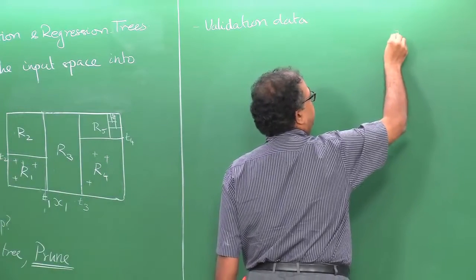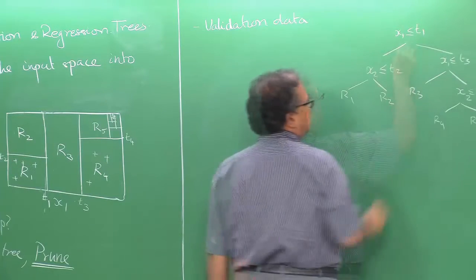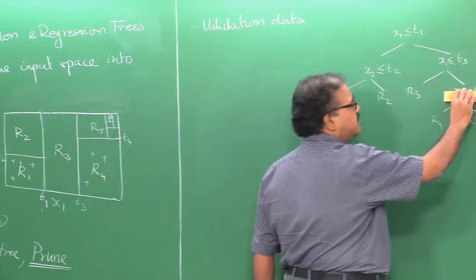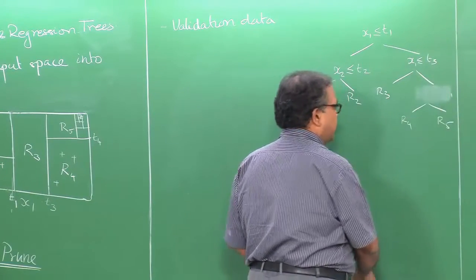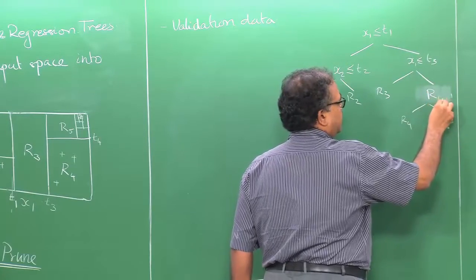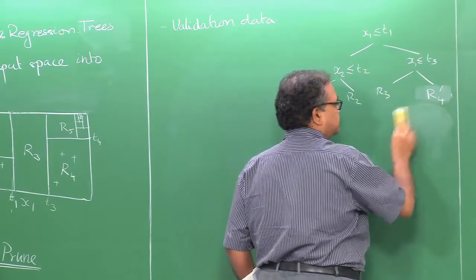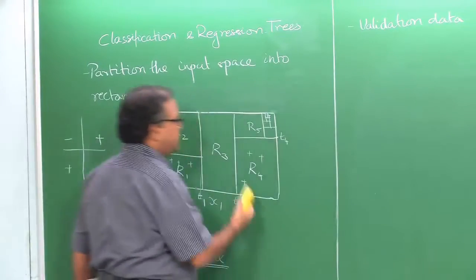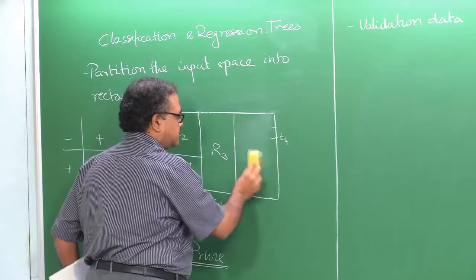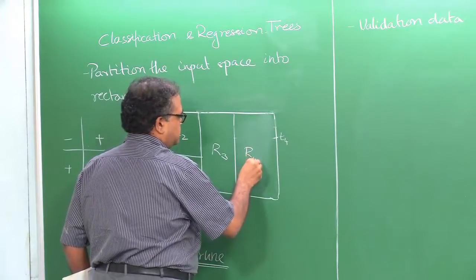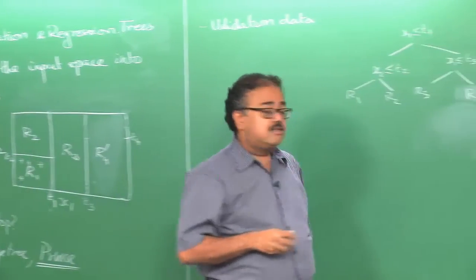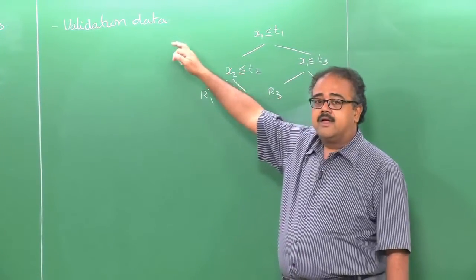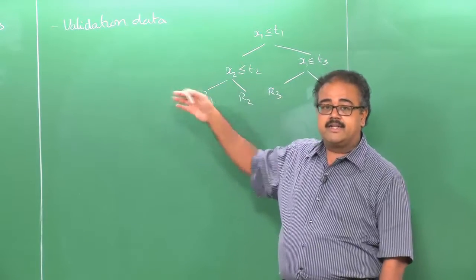So, what do I mean by that? Let us think of the tree that we had earlier. One way of pruning something like this could be to collapse one of the internal nodes and replace it with a single region. So, there I have pruned the tree. In the picture, this corresponds to doing something like this. So, that is R4 prime. Now I can look at the performance of this pruned tree on the validation data versus the performance of the original tree on the validation data.